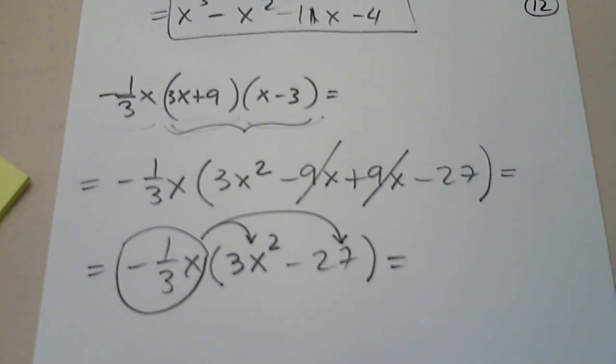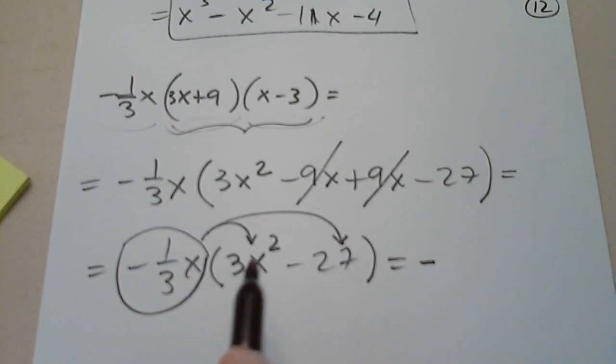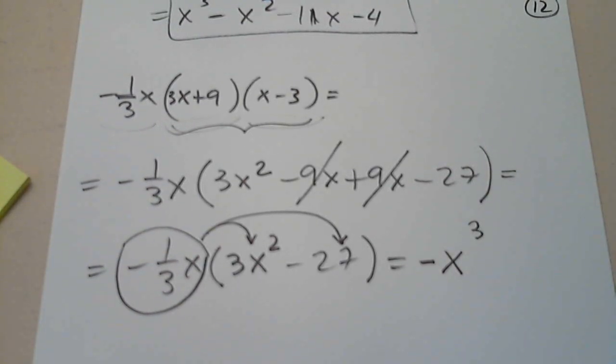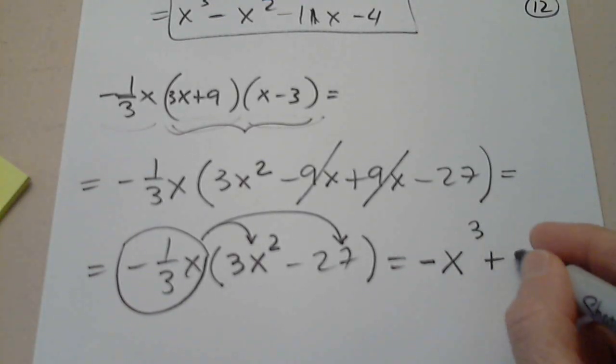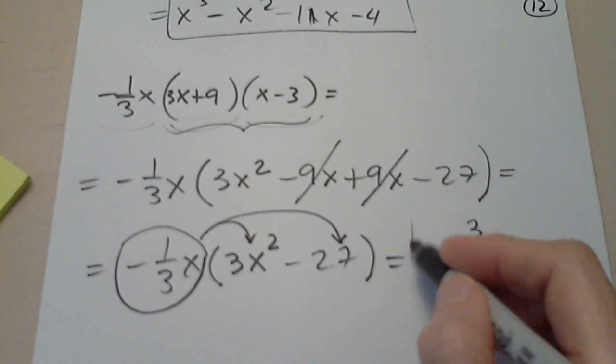Distribute monomials 99% of the cases at the end. Negative 1/3 times 3 is negative 1. X times x squared is x to the third. Negative 1/3 times negative 27 is positive 9. And then times x. And this is it.